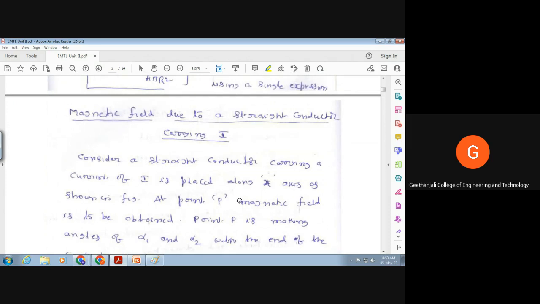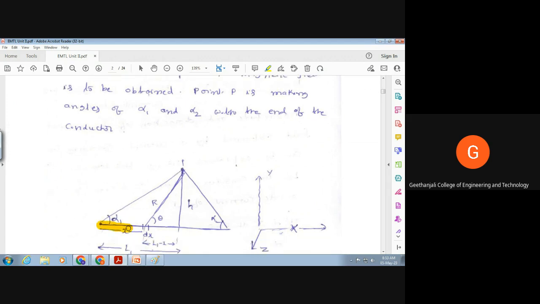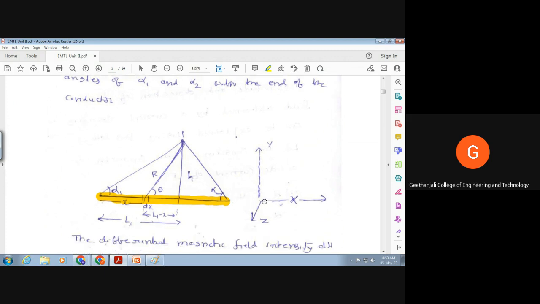Now let us consider what is the magnetic field intensity at a given point P due to a straight conductor carrying a current of I, let us say in this direction. Assume that the conductor is placed along the x-axis, point P lies on the xy plane, then the perpendicular distance from point P onto the conductor is, let us say, h, and point P is making angles of alpha 1 and alpha 2 with the ends of the conductor. This is alpha 2.